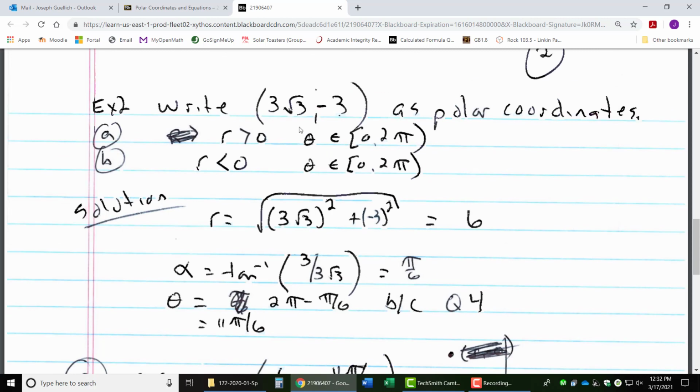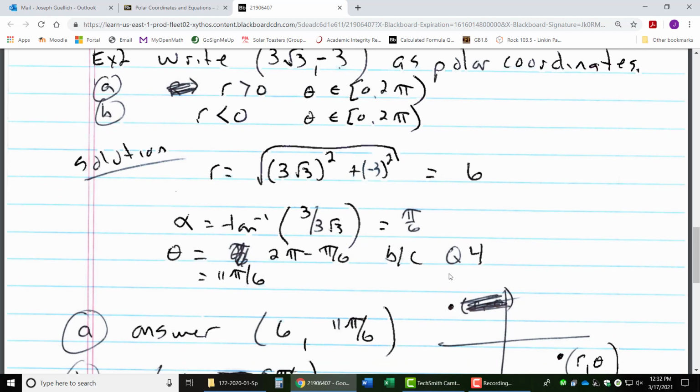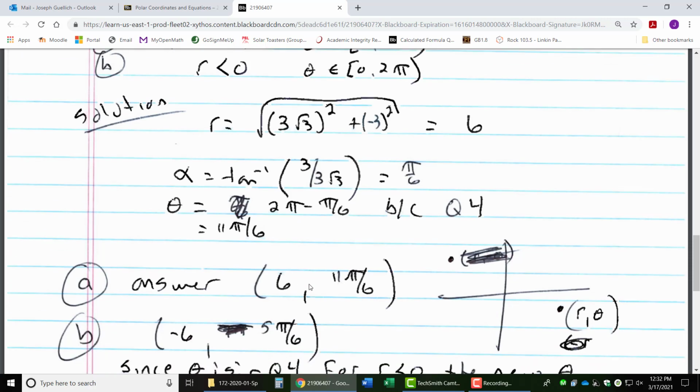So to get the actual angle we need, x is positive, y is negative, that's quadrant 4. So this will be 2 pi minus the reference angle, pi over 6, 11 pi over 6. You see my answer right there.